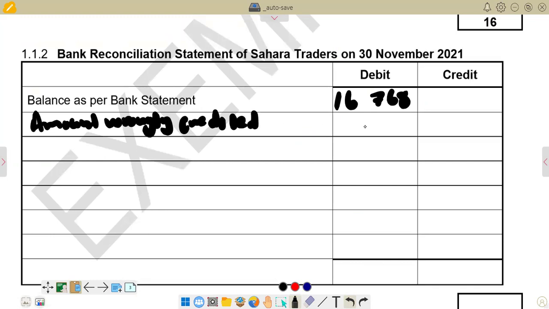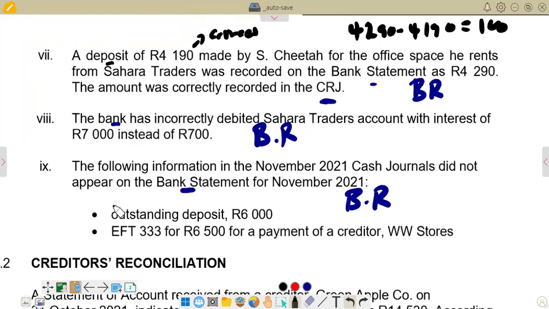Having an amount of 100 and we need to cancel, so we're putting 100 on the debit side. So go back again to see what we have next. Now we're saying the debit is equal to debit Saracen's account with interest of 7,000 instead of 700. See, we correct figure 700 and the debit is 7,000.